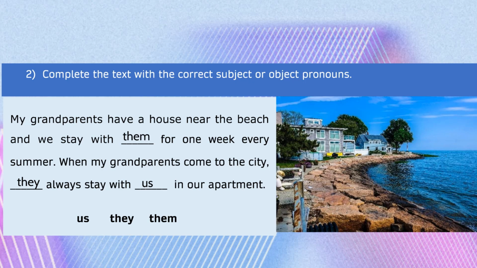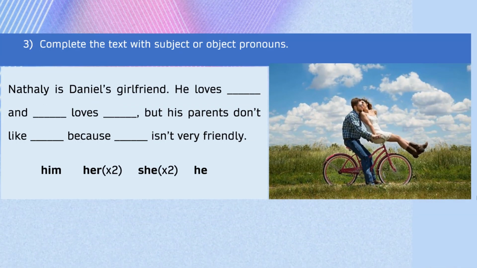Okay, one more paragraph. 10 seconds to complete it. Let's correct it. Nathalie is Daniel's girlfriend. He loves her and she loves him, but his parents don't like her because she isn't very friendly. In this case, we have him and her as object pronouns after the verb love, and we have she and he to start sentences, like she loves.